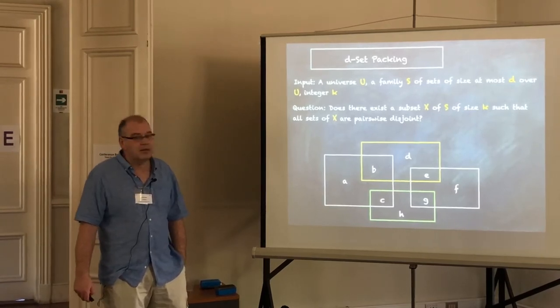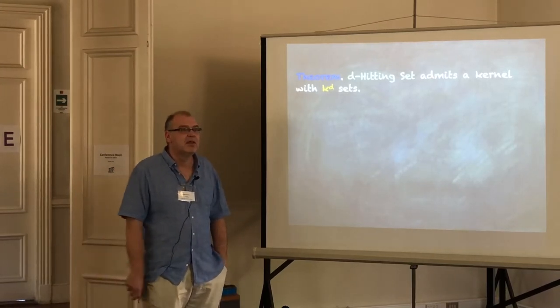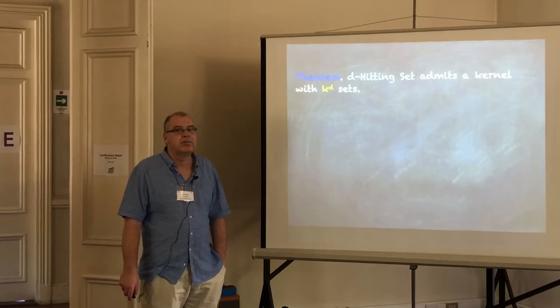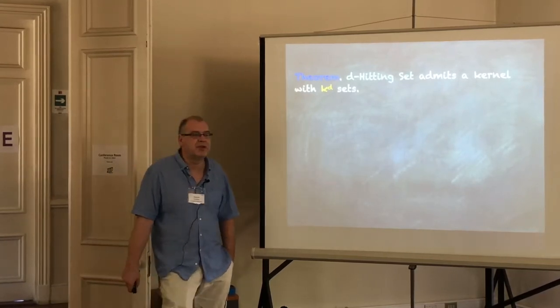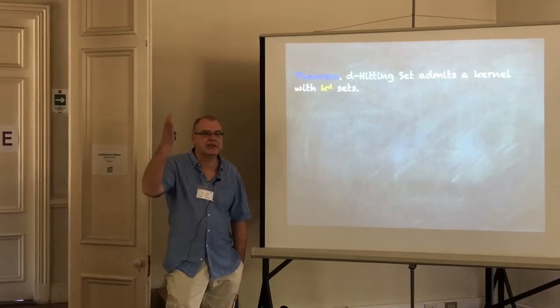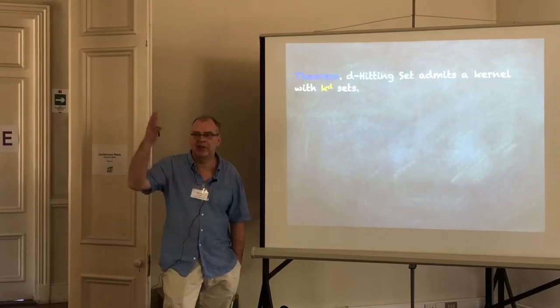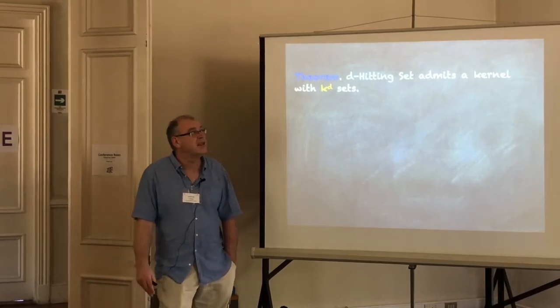But d here is fixed. Yes. It's polynomial, right? If d is part of the parameter, then the problem doesn't admit a kernel at all. It becomes like Dominating Set, and Dominating Set is W[2]-hard. So this is the other question you can ask.